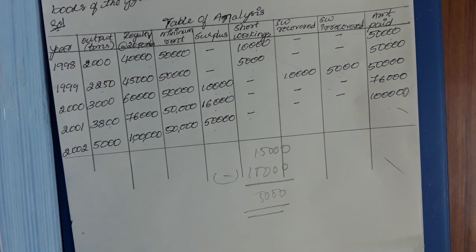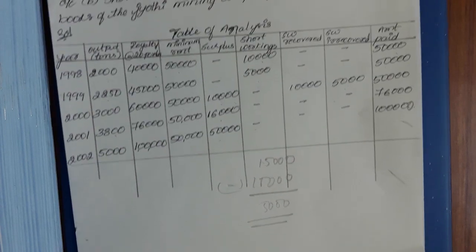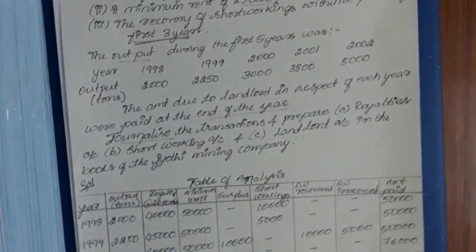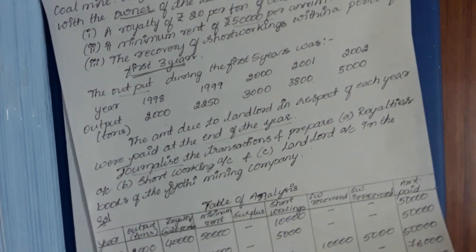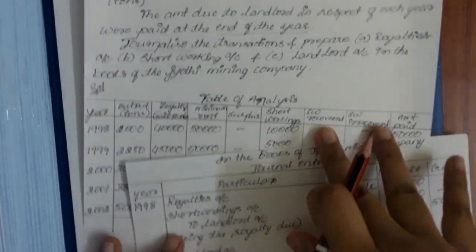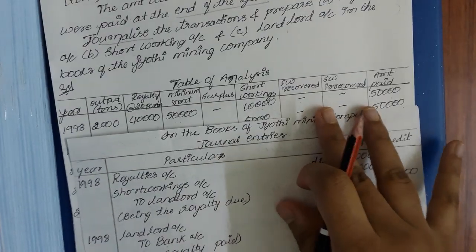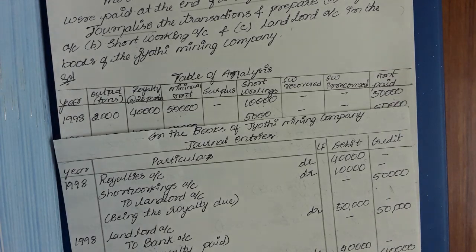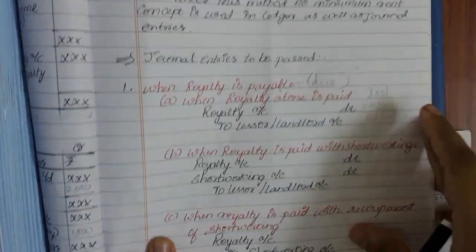So next what you need to prepare, we need to journalize. We need to prepare the journal entries also in the without minimum rent account. How to write? First you will keep the table of analysis of the first year, and I'll show you with the ledger account, journal entries also, in the without minimum rent account.